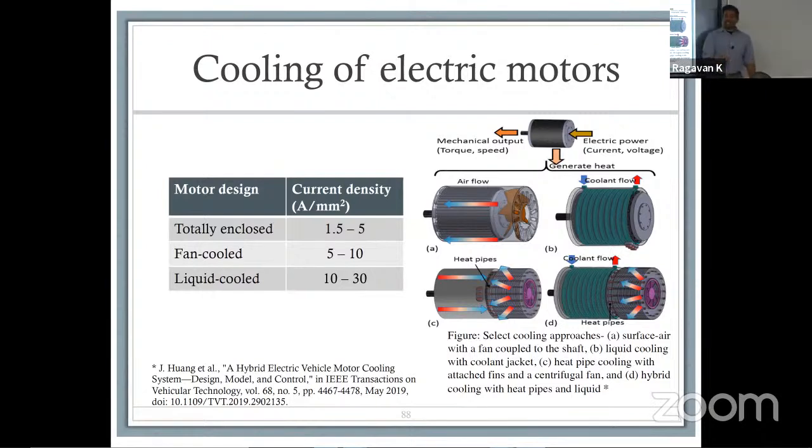For a given design, CFD can give you that answer, but you have to have a mechanism that allows you to model it properly. So this is basically just giving you a general idea of different cooling approaches. You have surface to air with the fan coupled. You have liquid cooling with the coolant jacket. You have a heat pipe with attached fins. And then you have a hybrid cooling pipe with liquid. So you can see the channels flowing through the outside. So it's basically an external cooling jacket. That's what we call it.